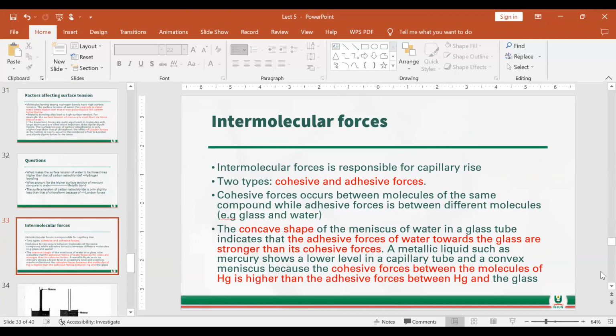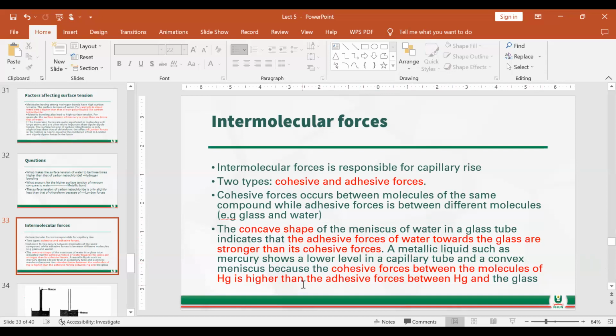So intermolecular forces are responsible for capillary rise. That's what we call cohesive and adhesive forces. If you put water in a glass, you will see that the water will sink down. There will be what we call a lower meniscus. But if you put mercury, you see that it will swell up. The concave shape of the meniscus of water in a glass tube indicates that the adhesive force of water towards the glass is stronger than the cohesive forces.